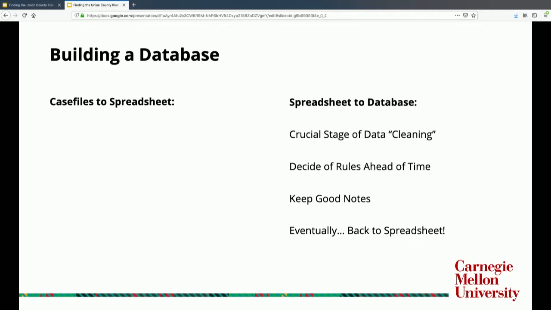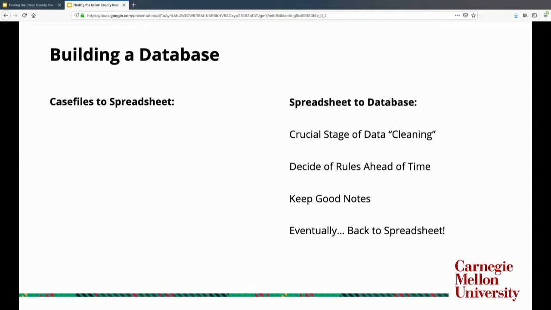So the first thing I did was build a database. And building a database for me had two different steps. The first is that I took the case files, and you saw that case file in one of the first slides, and I had to make it into a spreadsheet. I converted that information into an Excel spreadsheet. It took a really long time, but I got it all in there. And then the second step, which actually was even more time consuming, was converting the spreadsheet to a database. In this case, I used an Access database, but you could use something else. The important part of converting the spreadsheet to the database was that for various technical reasons, that was a crucial way that I could clean and standardize the data.